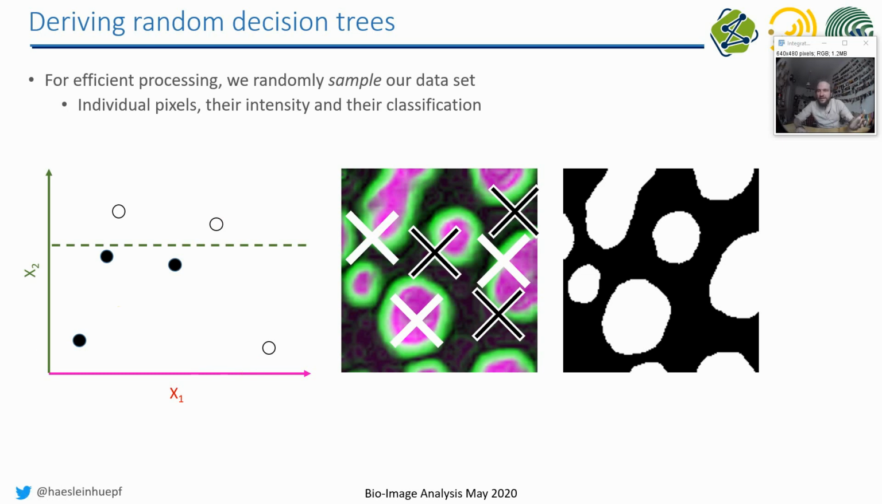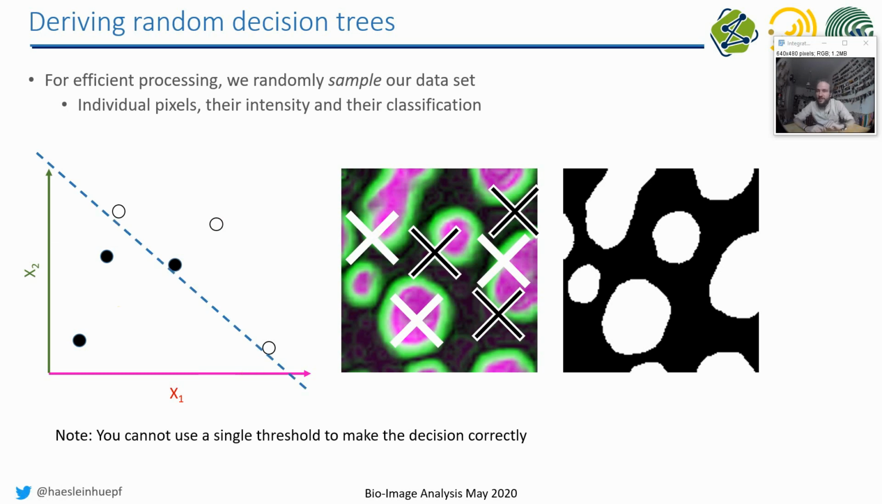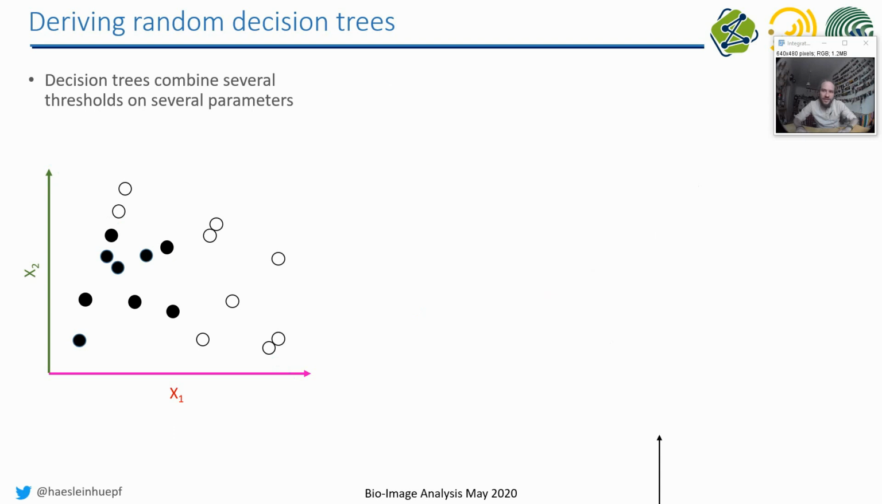So it is not possible to draw an individual line, even if the line looks like that. It's not possible to draw an individual straight line into our parameter space to differentiate the white and the black spots from each other. So in this situation where you cannot put an individual threshold, then you may want to go for a random forest. And it works like that. So I start building up my decision tree. So my tree will now grow from here.